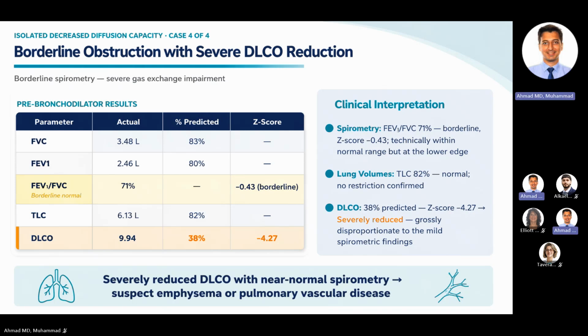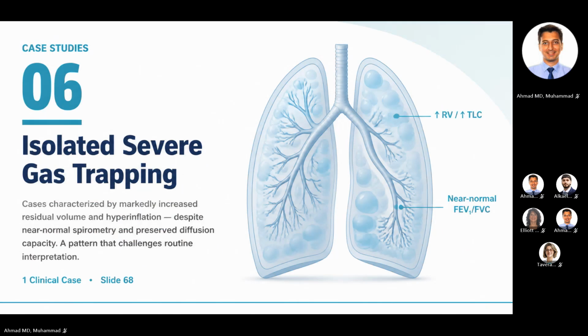Then there are examples of borderline obstruction and severely reduced diffusion capacity, which I will end here for lack of time. I will be glad to field any questions.